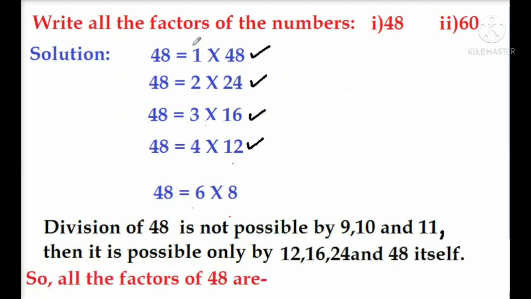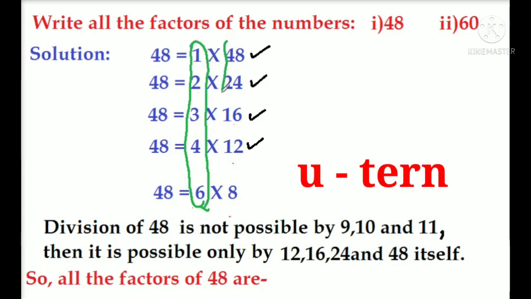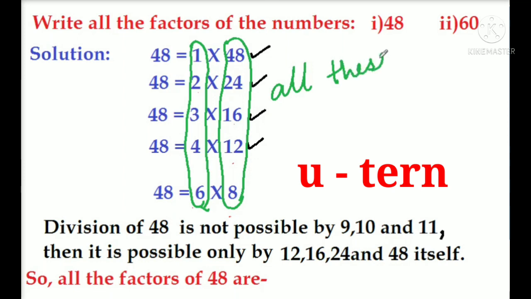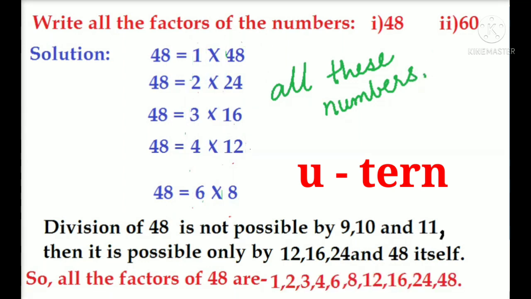So all the factors of 48 are 1, 2, 3, 4, 6. After 6, we'll take a U-turn to write other factors of 48. They are 8, 12, 16, 24 and 48 itself. They all are the factors of 48. We'll write, so all the factors of 48 are 1, 2, 3, 4, 6, 8, 12, 16, 24 and 48.